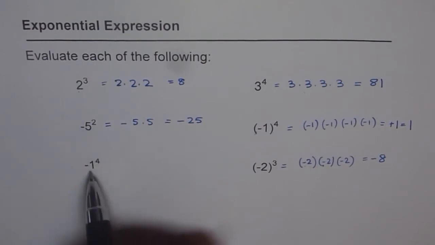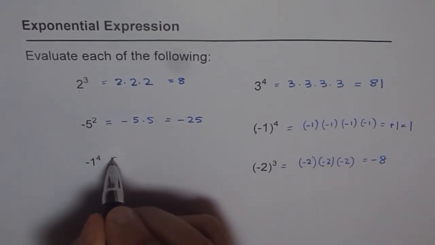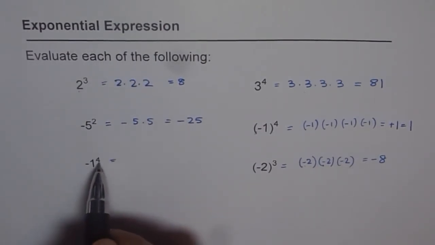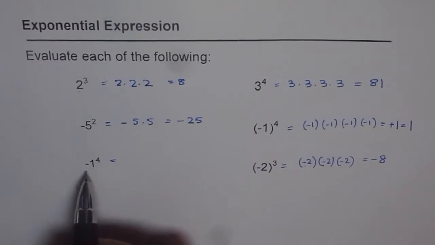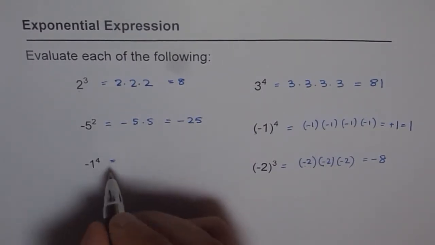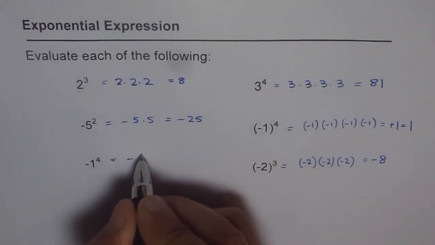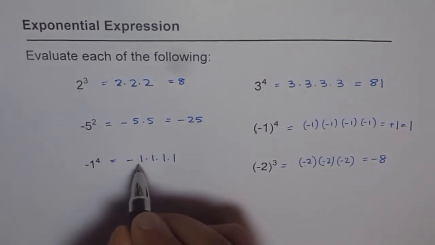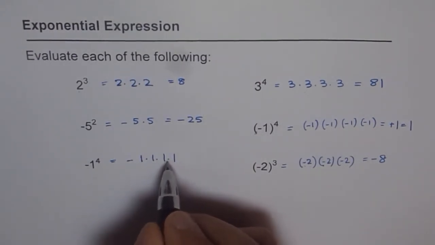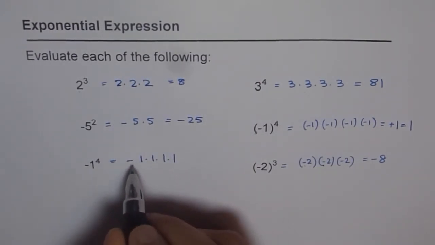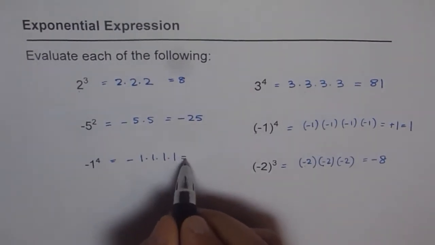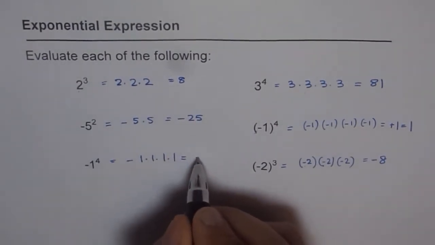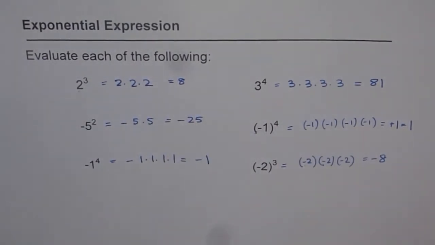In the earlier case, what is typical is that only 1 is to the power of 4. Minus is not to the power of 4. So effectively, it is like 1 times 1 times 1 times 1. So you have 1 being multiplied by itself 4 times, not the minus sign. The minus sign is separate. So you get minus 1 as your answer, right?